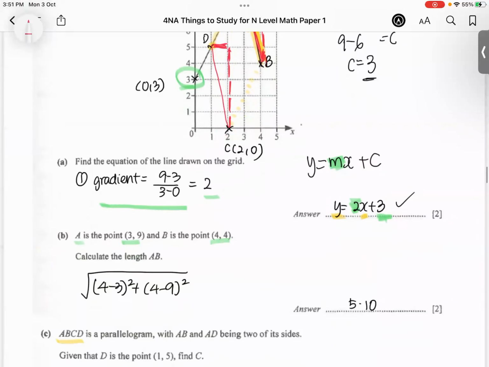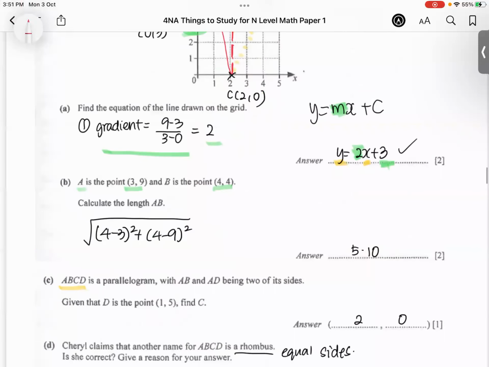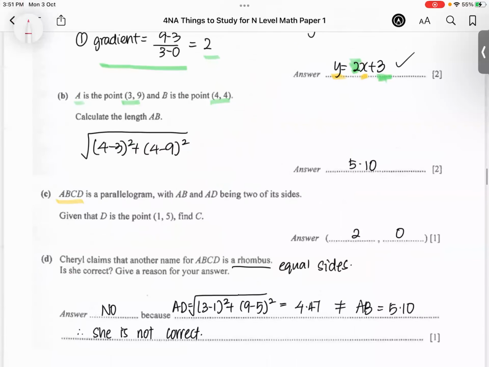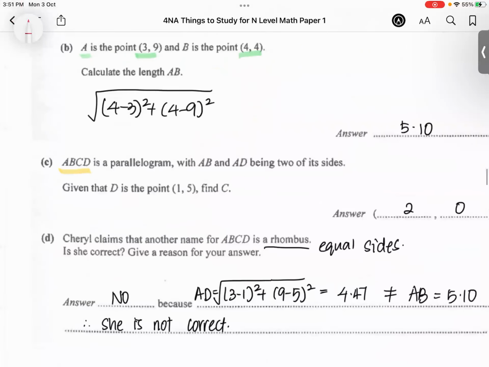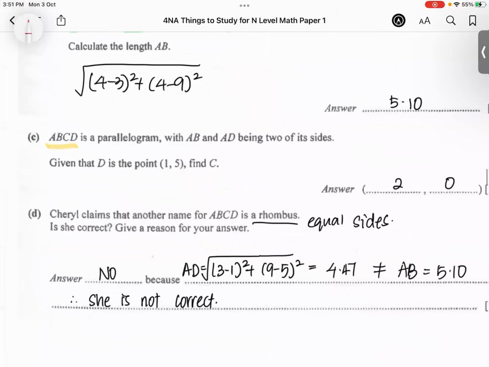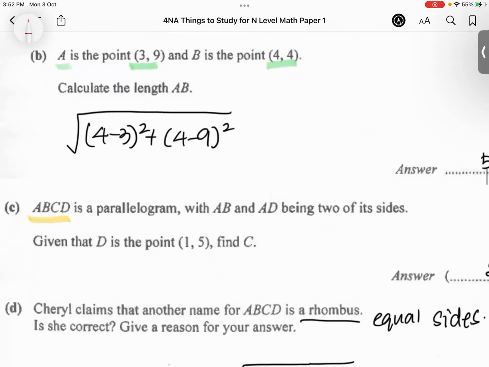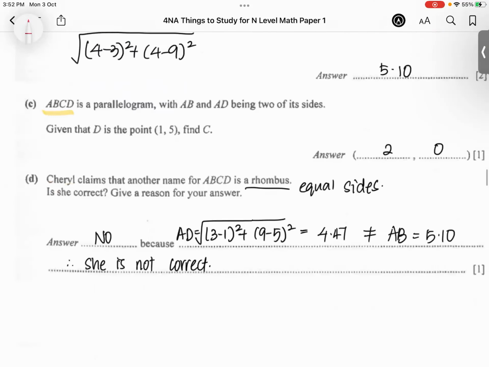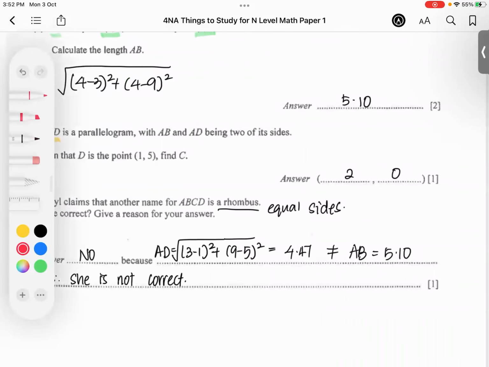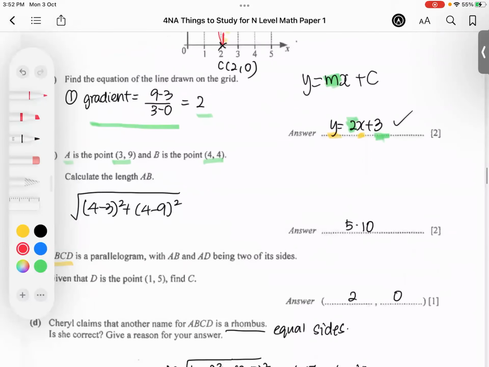Oh, okay, parallelogram. So find the point C. Next one, the question asks whether this is a rhombus. Property of a rhombus, number one, the sides must be equal. Why did I choose this property to use? Because they asked me to calculate length before it. So what I need to do is show that, I calculate the length of another side. Is it a rhombus?